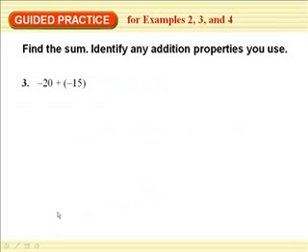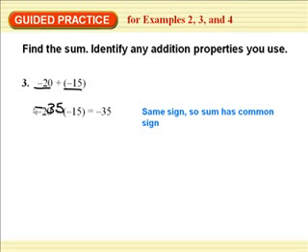Okay, guided practice. Find the sum. Identify any addition properties you use. All right, so the first one, I am just seeing there's no zeros or anything as far as properties that we learned. There's no opposites, because opposites are the additive inverse. So I just look at the numbers. They're both negative. So I add the numbers and get 35, and it stays negative, negative 35. Same sign, you add them.